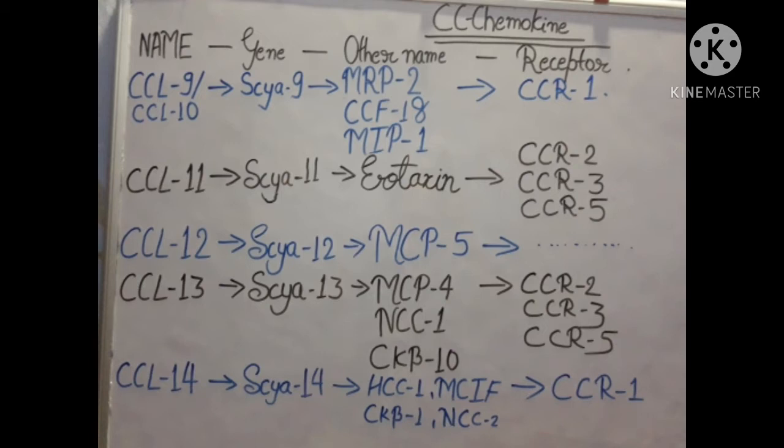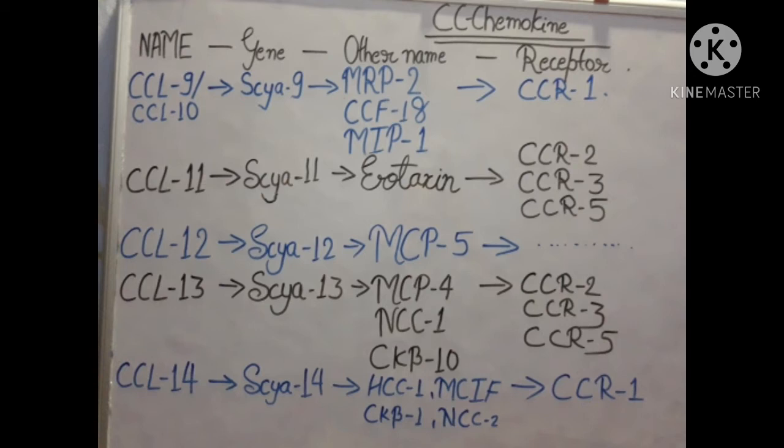Its receptor is not clear yet because it is a very confusing topic, and till now the receptor of CCL12 is not confirmed. CCL13 is encoded by SCYA13, and it is also known as MCP4, NCC1, CKB10. Its receptors are CCR2, CCR3, and CCR5.